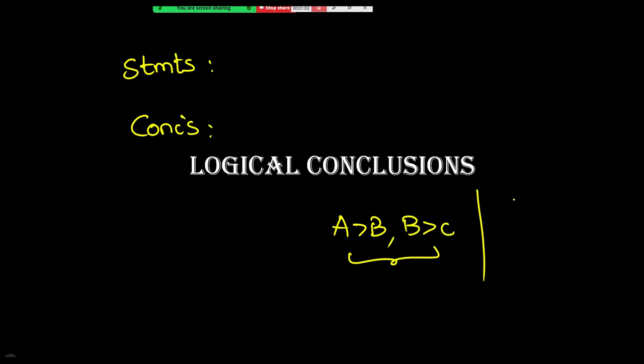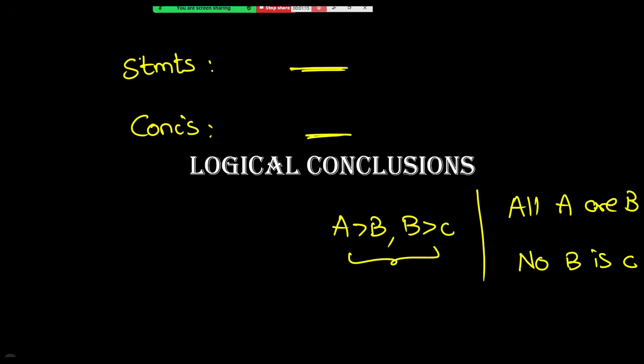Statements and conclusions. So this is the statements and conclusions model. Logical conclusions are the statements and conclusions. There is one type of model, A greater than B, B greater than C, that is called inequalities. All A are B, no A is B, that is syllogism. But there is one more variety of questions like this, logical conclusion. Here a statement will be given and a conclusion related to that.